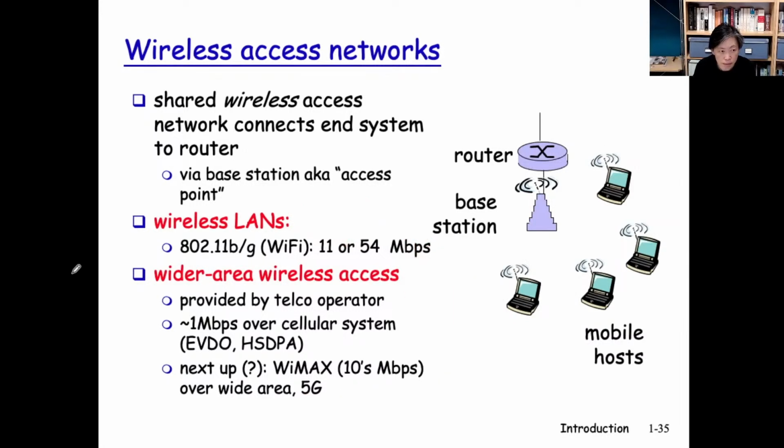The last one, wide area wireless access. 1 megabit per second, this is for 3G. For 4G, we get slightly more than 1, sometimes a few megabits per second. With 5G, you get easily tens of megabits per second and sometimes very close to 100, but only downlink.